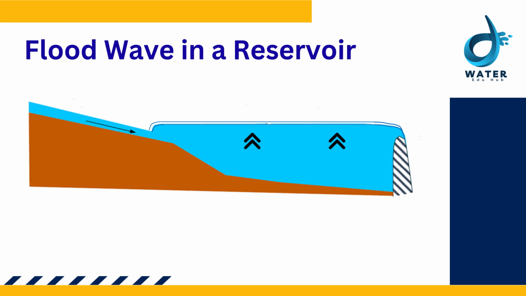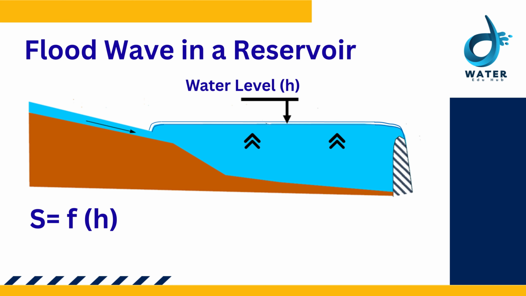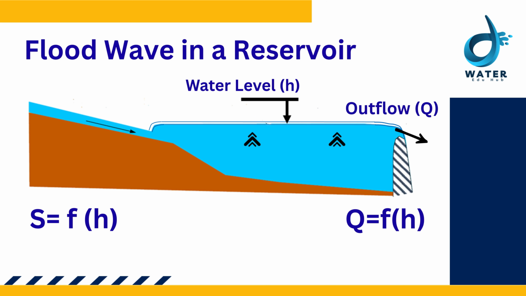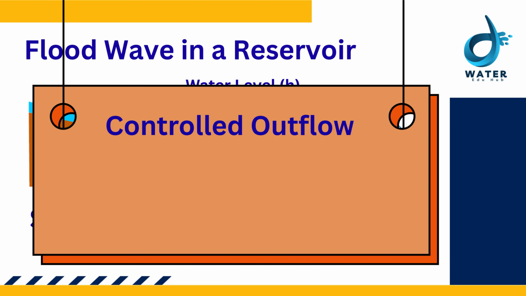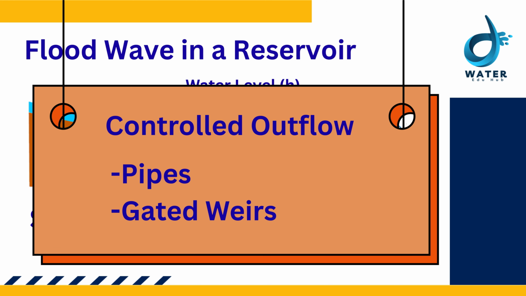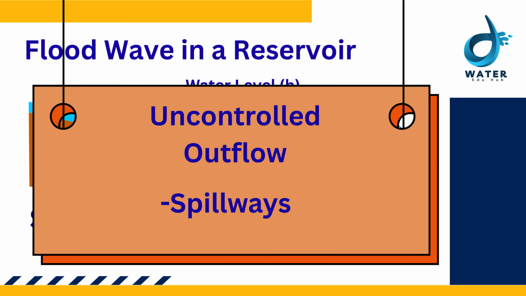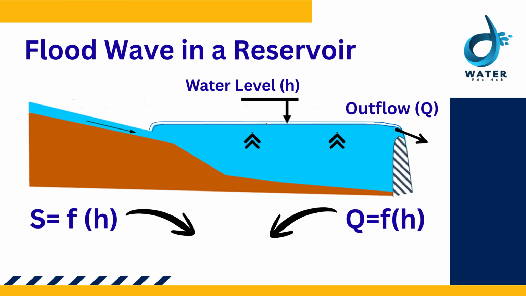In general, storage in the reservoir is a function of water level. On the other hand, the outflow from the reservoir also depends on the water level. This outflow could be controlled through assets such as pipes or gated weirs, or uncontrolled through spillways. Since both the storage and outflow are functions of water level h, we can conclude that the storage and outflow are associated, which can be shown as S equal to f of Q.